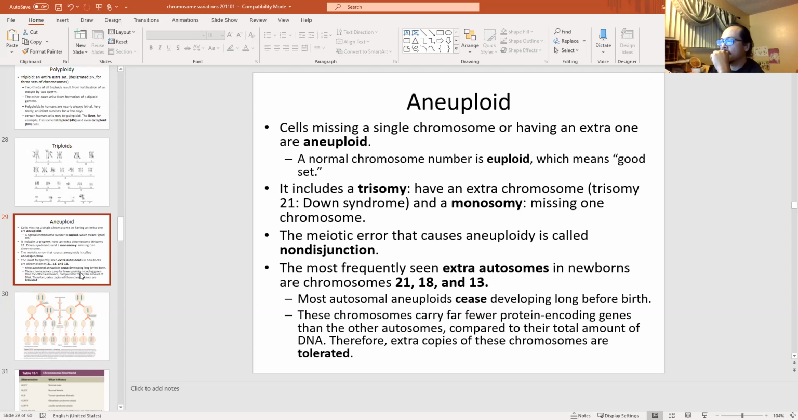The common extra-set cases, trisomy, occur in trisomy 21 and trisomy 18. The most common one is trisomy 21, then the second most common and the third most common. The others may happen, but their extra sets of protein will make the organism unable to survive.